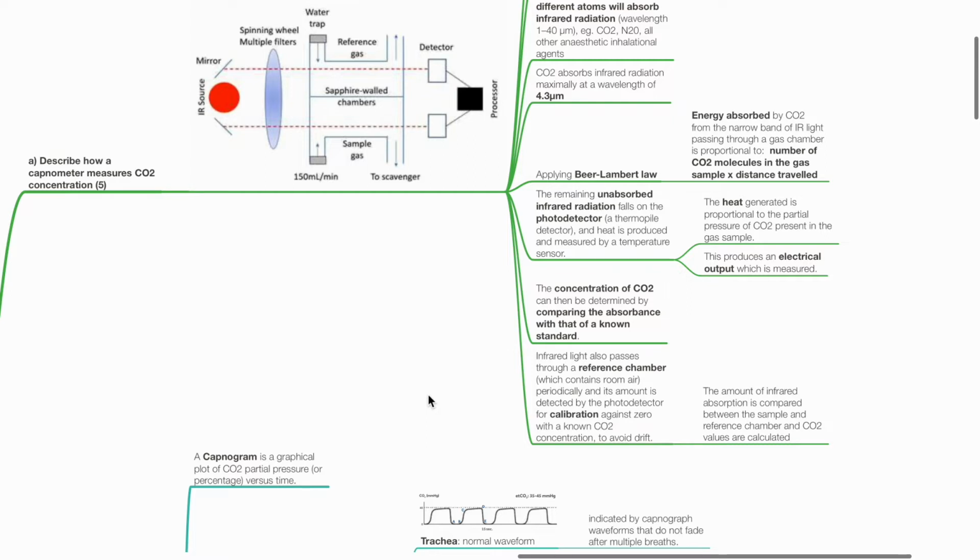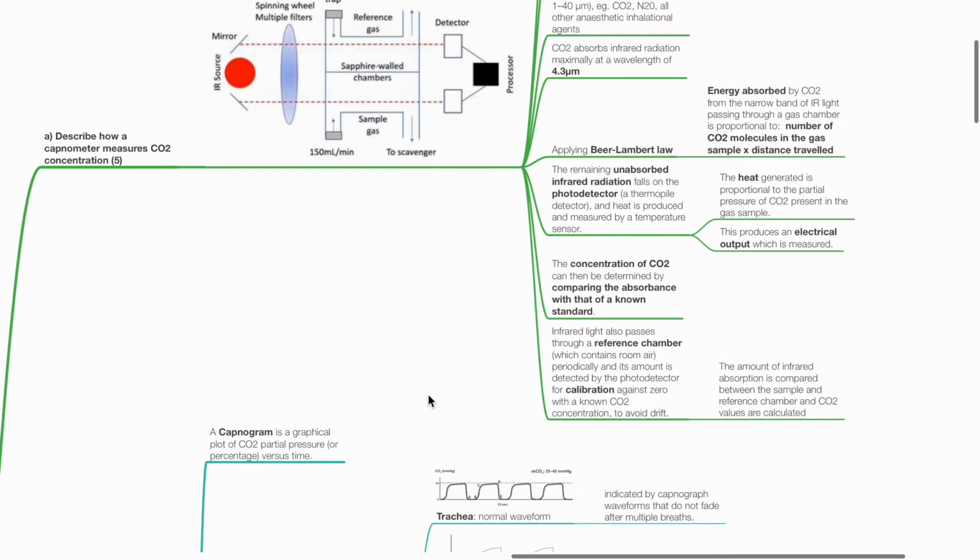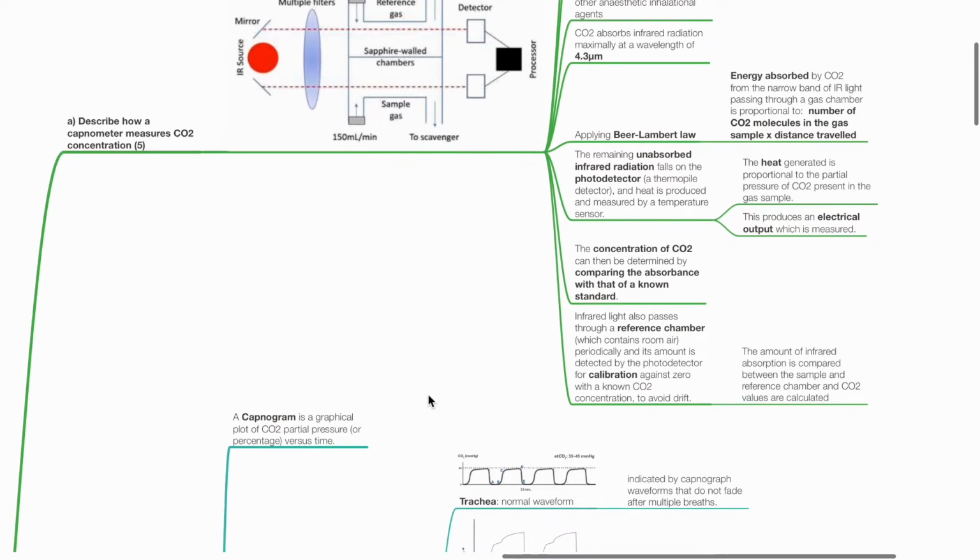Infrared light also passes through a reference chamber which contains room air periodically, and its amount is detected by the photodetector for calibration against zero with a known CO2 concentration to avoid drift. The amount of infrared absorption is compared between the sample and the reference chamber, and CO2 values are calculated.